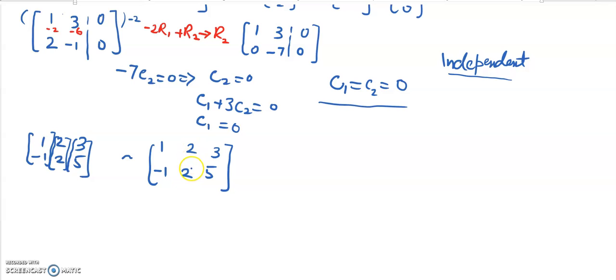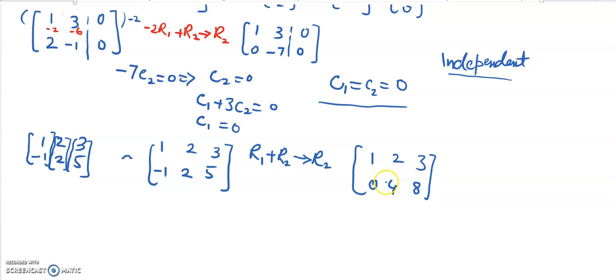I can add these two rows. Okay, so row 1 plus row 2, that will be row 2. So in this case, it will be 1 2 3 and 0 4 8. And next, what we can see over here is that now this is in the echelon form.